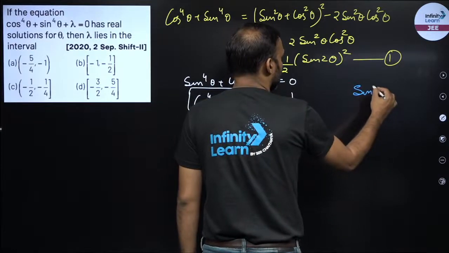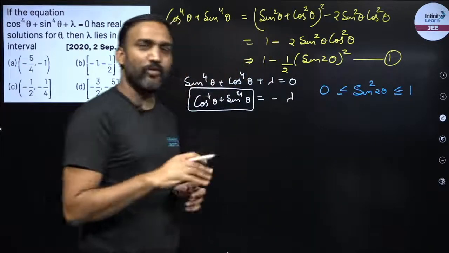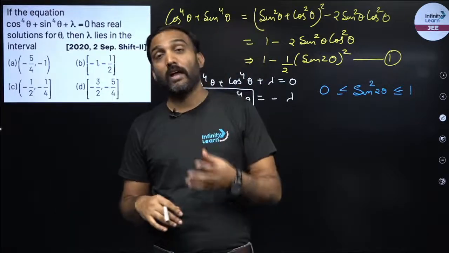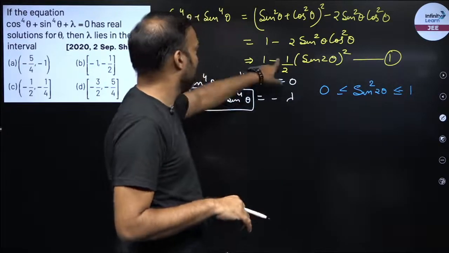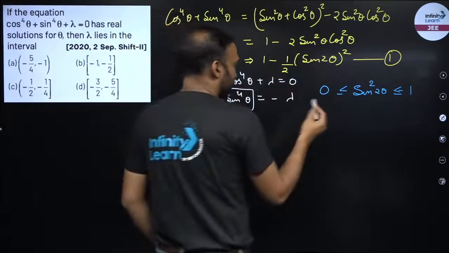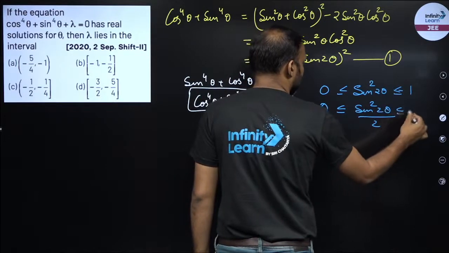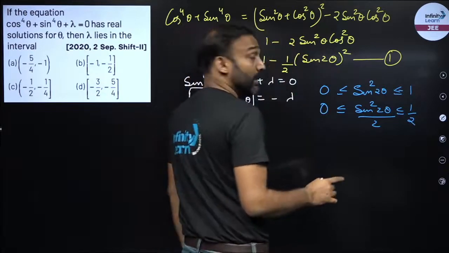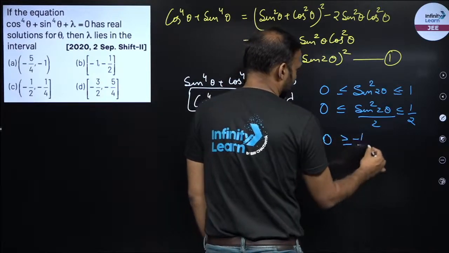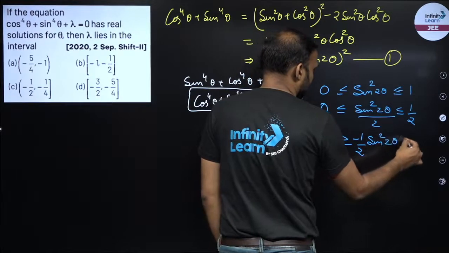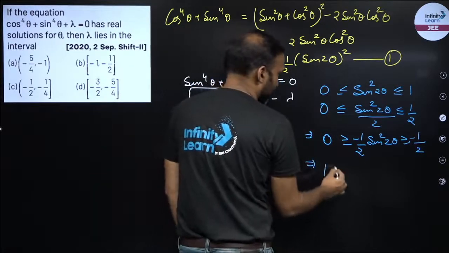See, sine square of 2 theta will always lie between 0 to 1, right? Because sine of an angle lies between -1 to 1. Sine square of that angle will always lie between 0 to 1. So I got the value of sine square 2 theta. Then I will multiply it by half, or divide by 2. Now I will multiply with minus. The moment you multiply with minus, the sign of inequality will change. Right? Now I will add 1. I am trying to generate this over here.